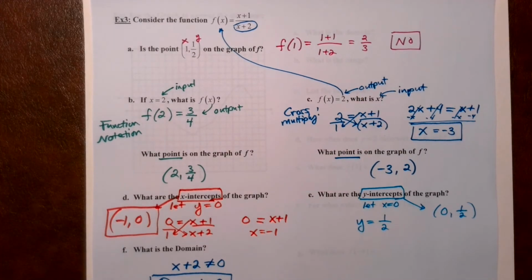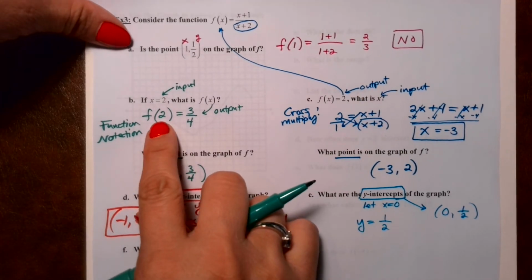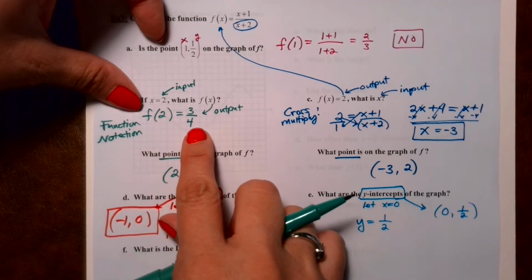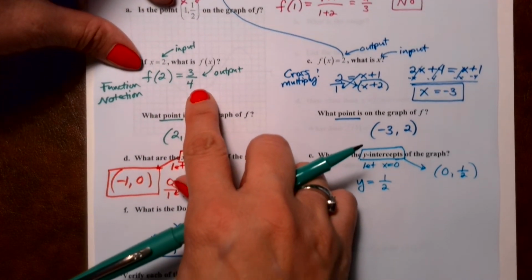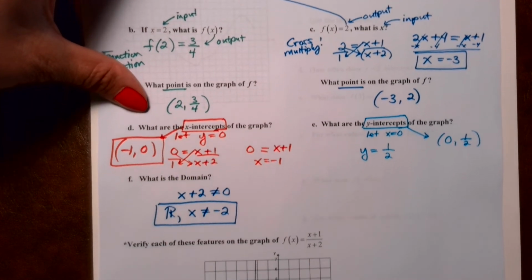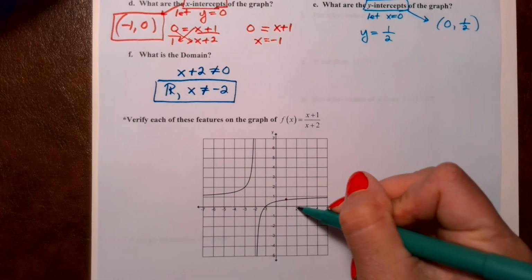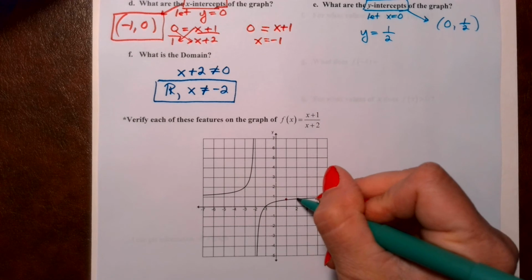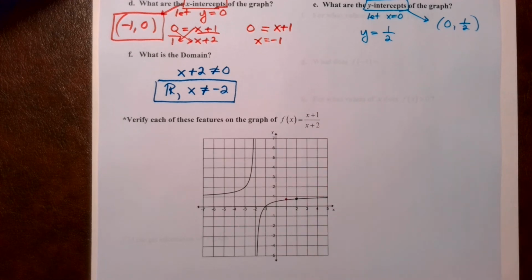All right, how about B? If 2 is the input, is 3/4 the output? So I'm looking for the point 2, comma 3/4. Let's see. 2, comma 3/4 is the output. Good.